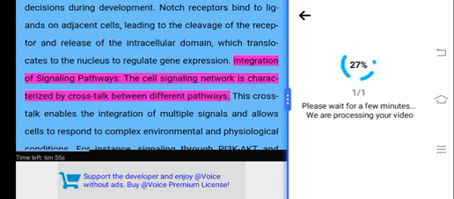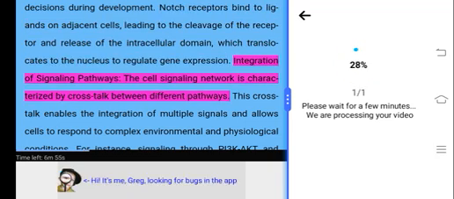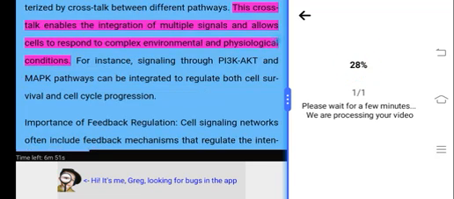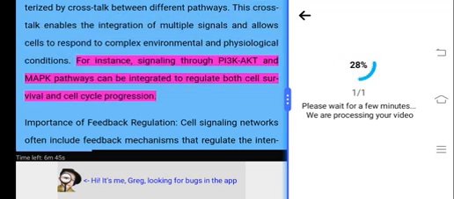Integration of signaling pathways. The cell signaling network is characterized by crosstalk between different pathways. This crosstalk enables the integration of multiple signals and allows cells to respond to complex environmental and physiological conditions. For instance, signaling through PI3K-AKT and MAPK pathways can be integrated to regulate both cell survival and cell cycle progression.